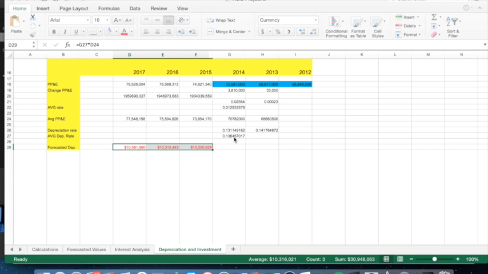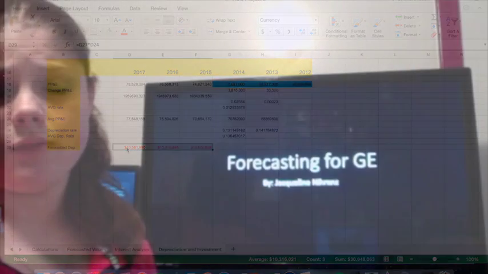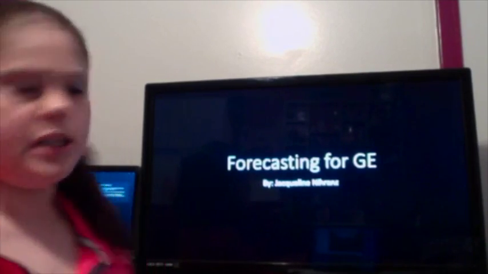Now, to find the forecasted depreciation, we simply take the average depreciation rate and multiply it by the forecasted average PP&E for each year, which would give us the numbers seen in red here, roughly $10 million for each year, and it steadily increases. First, we're going to start off with some forecasting for GE.